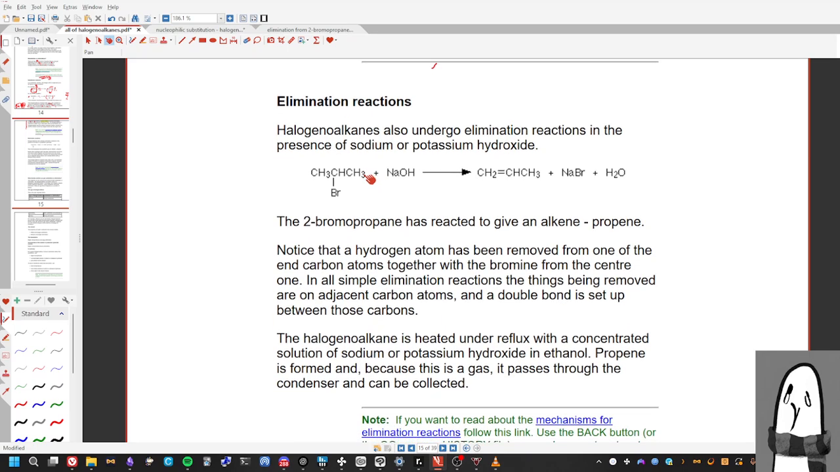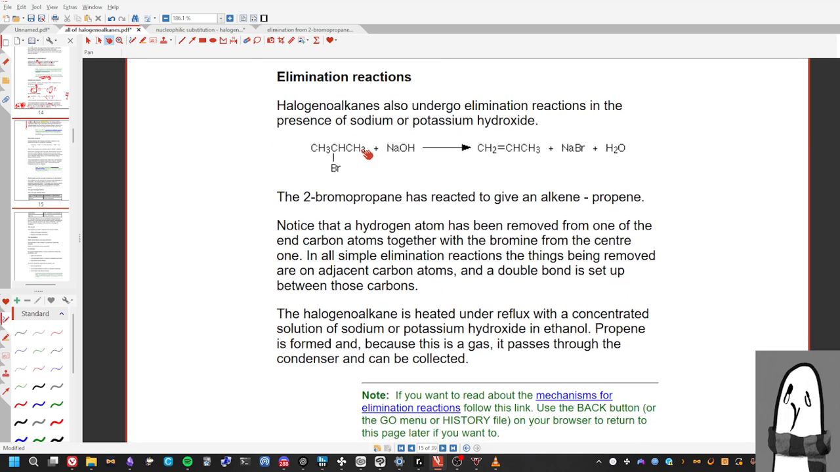So halogenoalkanes also undergo elimination reactions in the presence of sodium or potassium hydroxide. So the reactants are the same. Okay, the 2-bromopropane has reacted to give an alkene. So elimination forms an alkene. Interesting. What is going on here?